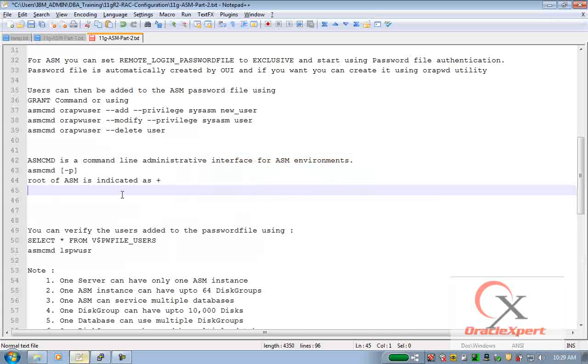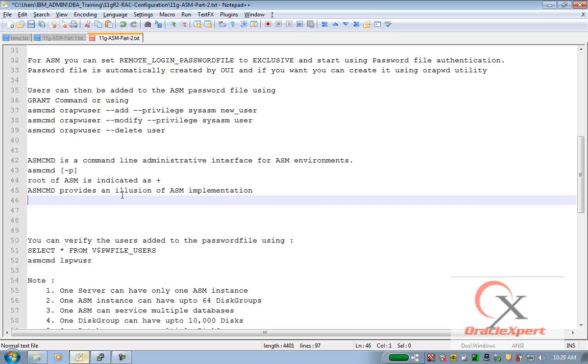So ASMCMD provides an illusion of ASM implementation. Remember, this is just an illusion. Otherwise, what is an ASM? ASM is an instance which manages a disk group.